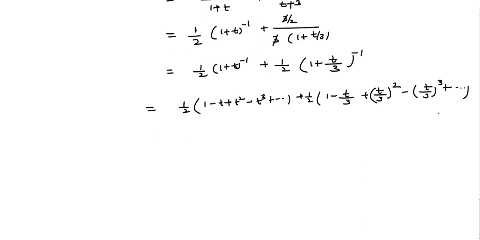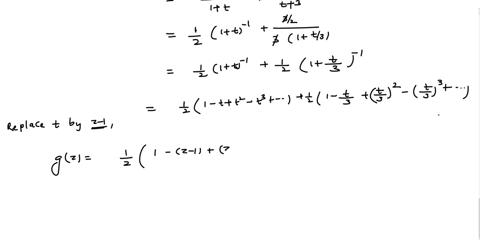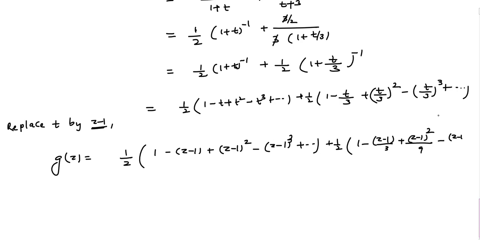So now we can replace t by (z - 1). So our g(z) will be 1/2 (1 - (z - 1) + (z - 1)^2 - (z - 1)^3 + ...) plus, here will be 1/2 (1 - (z - 1)/3 + (z - 1)^2/9 - (z - 1)^3/27 + ...).